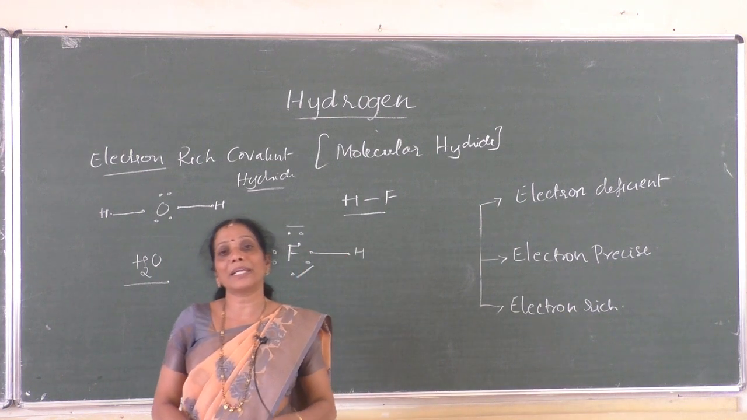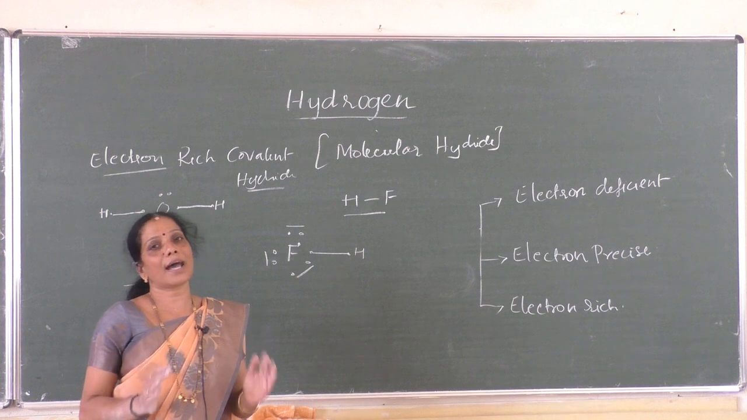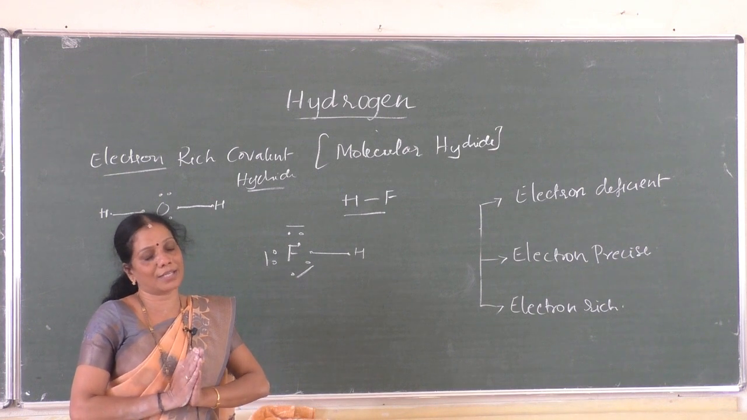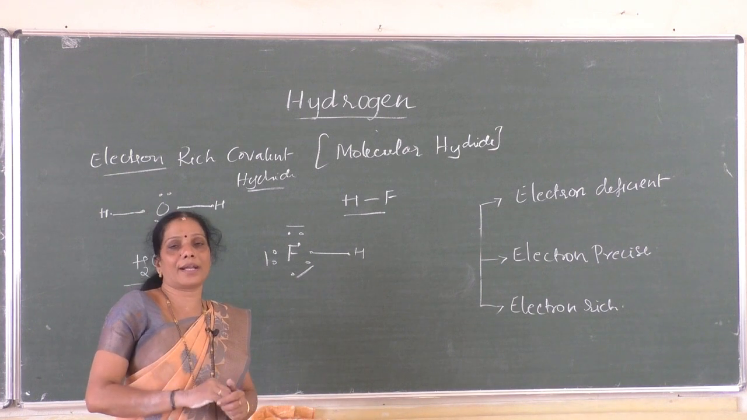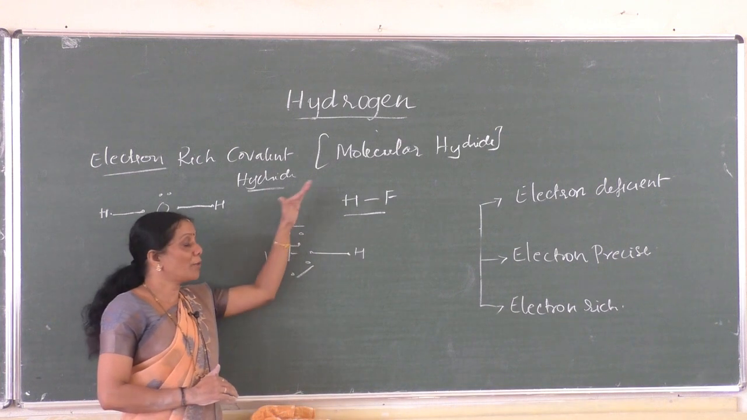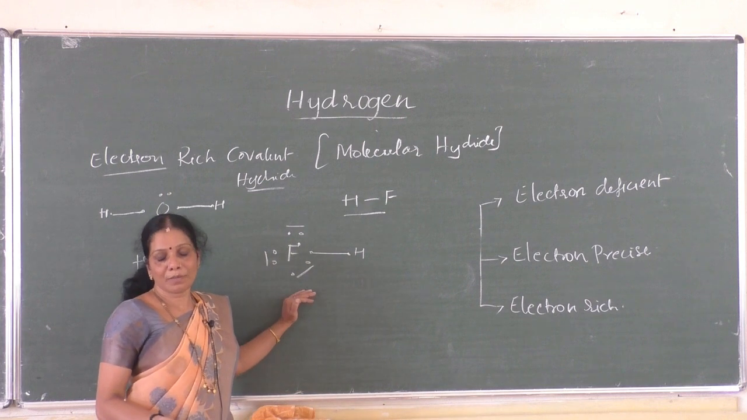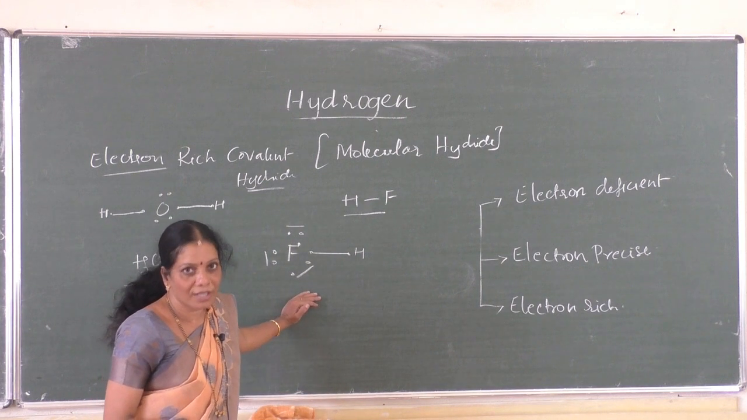By this, students, we have completed 2 different types of hydrides, ionic and covalent hydrides. The last type of hydride we will study is metallic hydrides or non-stoichiometric hydrides. Dear students, hope you have followed the concept which I have explained now. The remaining part I will explain in the next session.